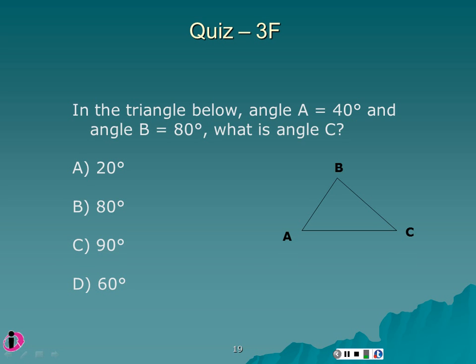What is angle C here? It must be 60 degrees, right? So the right answer is D. What is C here? 60 degrees, right? Look carefully. All the angles are 60 degrees here, right? A, B, and C. So any guess what kind of triangle this is? See, when all the angles are equal, it means that all the sides are also equal. So by definition, it must be equilateral, right?